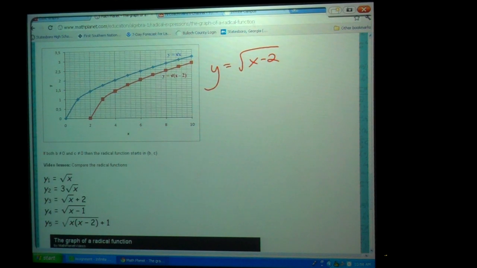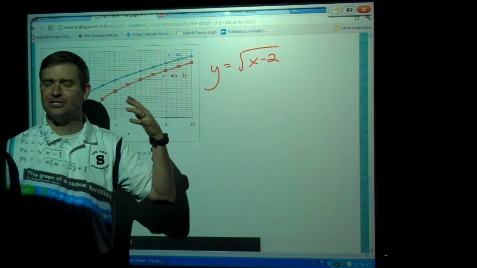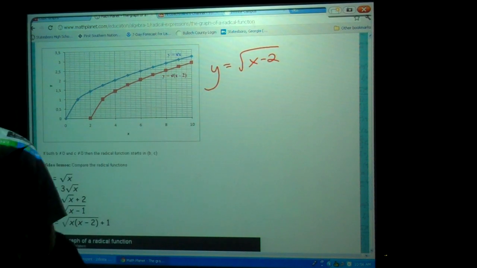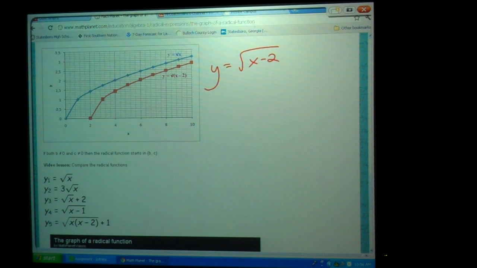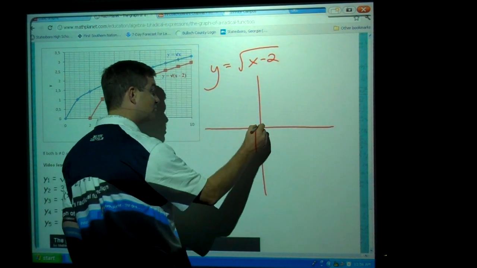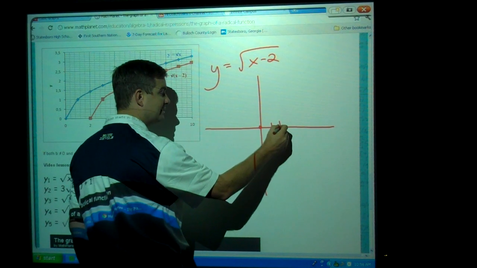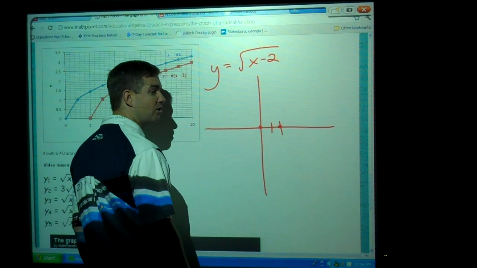How much of a horizontal shift? How do we describe it? Is it going to be 2 to the right or 2 to the left? 2 to the right. How do I know that's right, though, when it's negative 2? Because you have to do the opposite, just like cubic, just like parabolas, just like absolute value. The stuff on the inside, you do the opposite. So here's your graph. Instead of starting at 0, 0, I go to the right 2. And that's where I start.